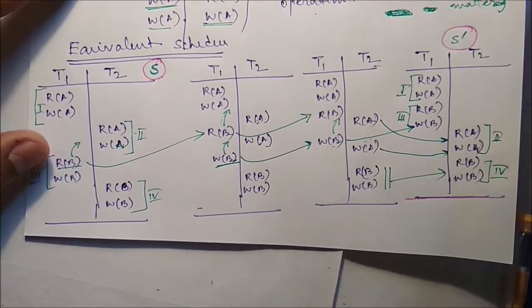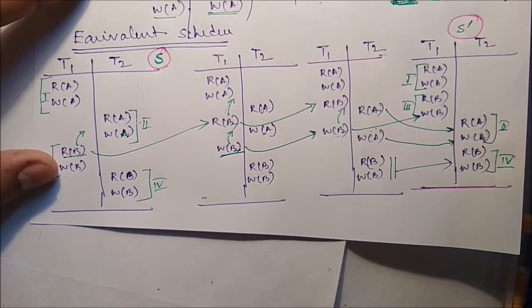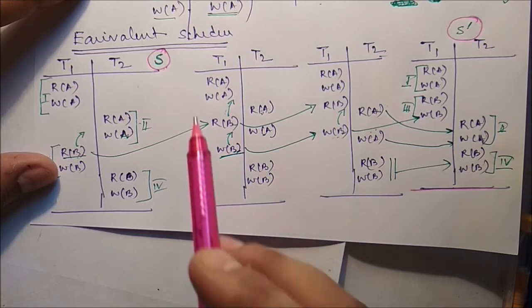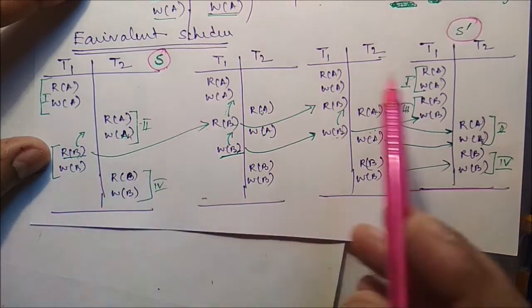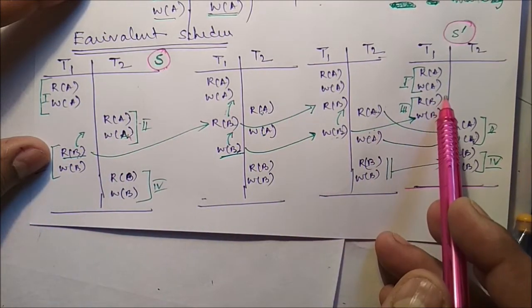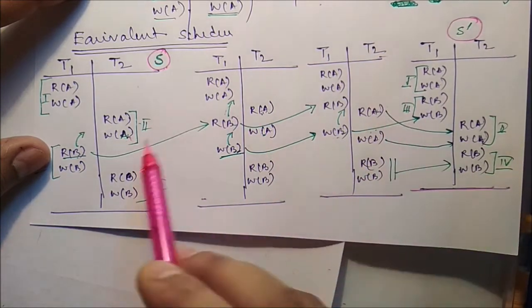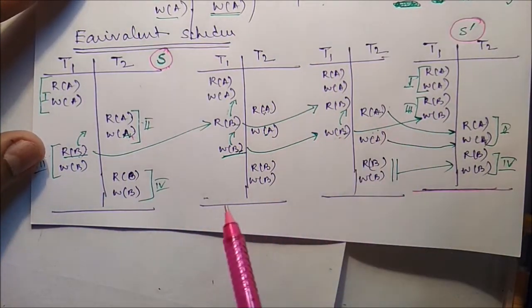Next was conflict equivalent. If a schedule S can be transformed into a schedule S dash by a series of swaps of non-conflicting instructions, we say that S and S dash are conflict equivalent. Now we have seen that we converted this schedule to this schedule by swapping the instructions. That means S and S dash are conflict equivalent.